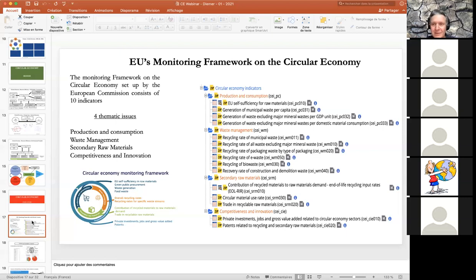I'm not going to discuss all the indicators. I would need maybe 1 or 2 hours more. I would just like to take a few examples to show you what we measure and what the discussion behind it is, and maybe we could conclude on what we know today.